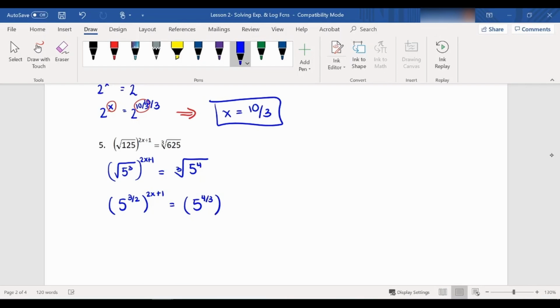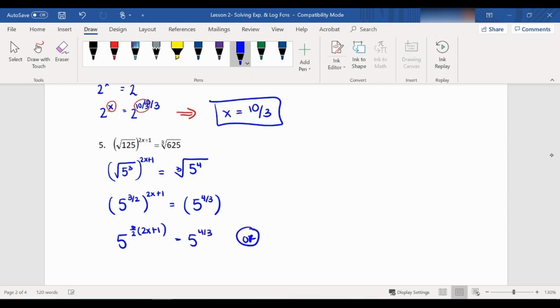Now again, my bases are the same, which means my exponents will need to be equal now. And on the left, I have the power of a power, which means my exponent on the left is actually 5 to the power of 3/2 times 2x plus 1. You're welcome to expand that here if you'd like.